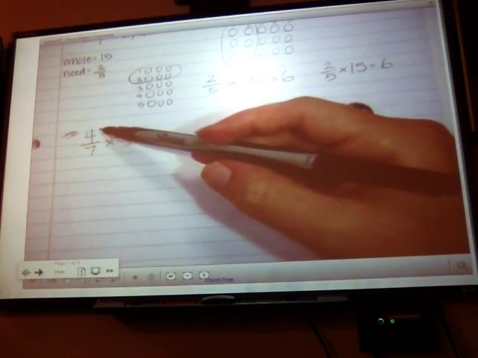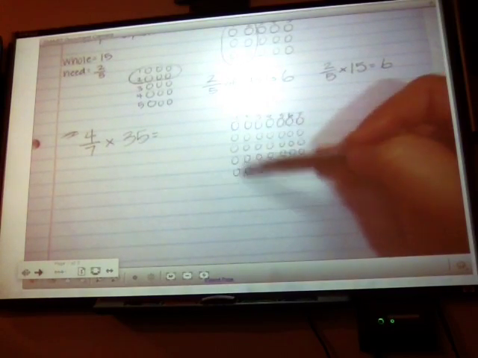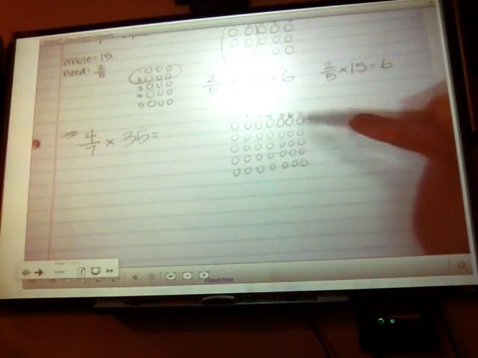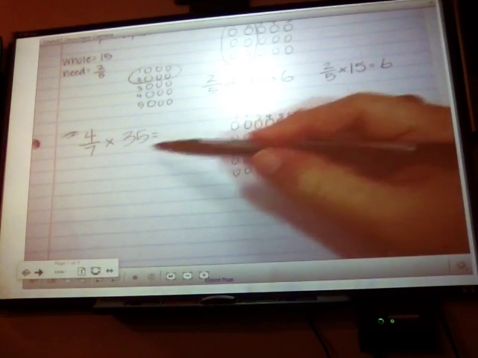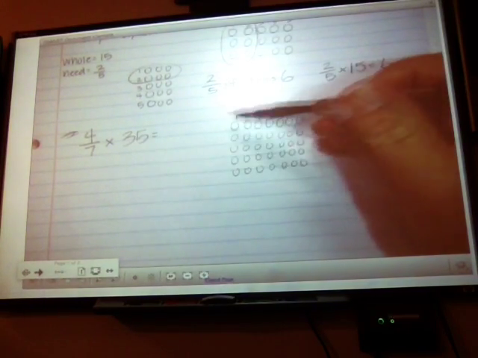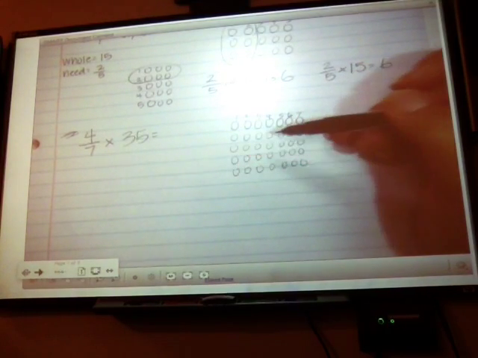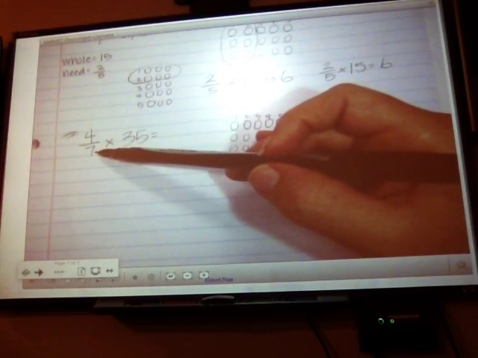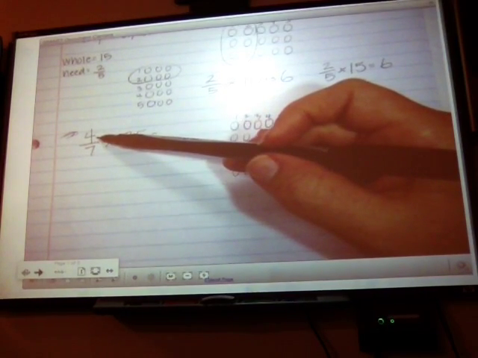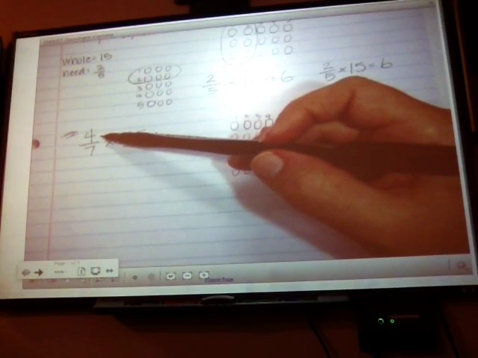So again, 4/7 of 35. Here's my 7. 1, 2, 3, 4, 5, 6, 7. I'm organizing 35 into 7 columns. So there should be 5 rows, and I've got 1, 2, 3, 4, 5. Okay, so what am I going to circle now, Delaney? I've got 35. I have them in 7 groups. What am I going to circle? How many groups?